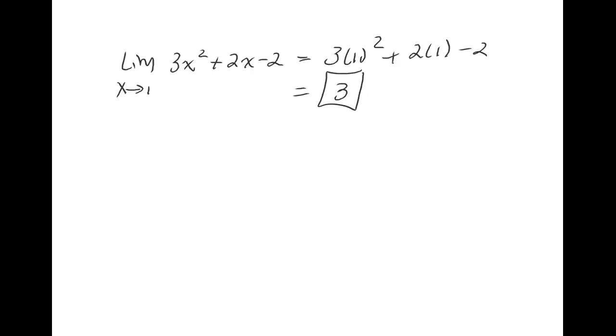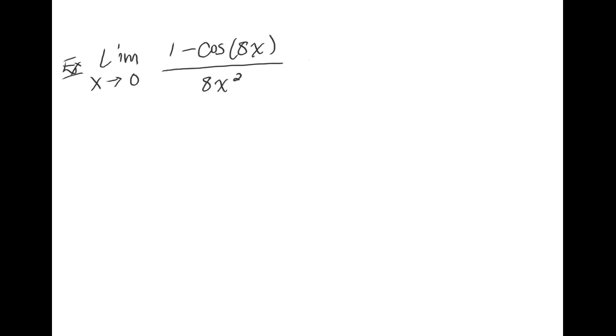All right, let's do another. Let's try this one. Let's try the limit as x approaches, let's say, 0 of 1 minus the cosine of 8x divided by 8x squared. Okay, let's figure out what's the form.